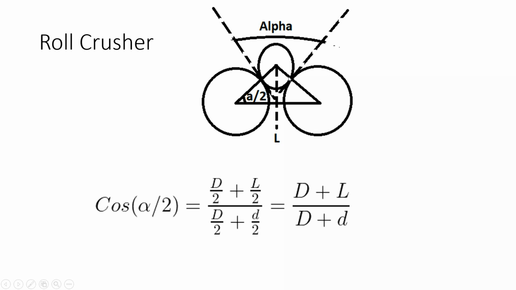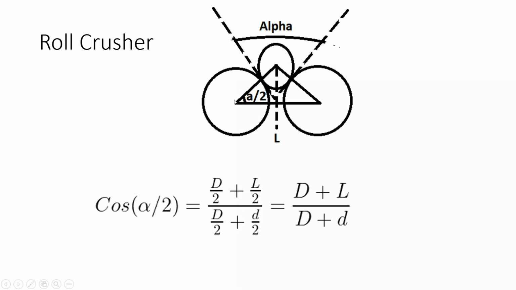Since you can see here, if we bisect this, then it will be alpha by 2, and this line will be at 90 degree. For this triangle, the sum of the angles will be equal to 180 degrees, right? So it will be alpha by 2, 90, so alpha by 2 plus 90, and it will be 180 minus 90 minus alpha by 2. From this we get this value as 90 minus alpha by 2, right?